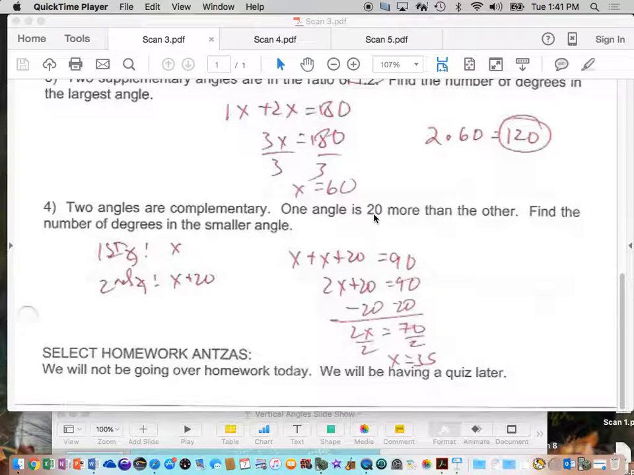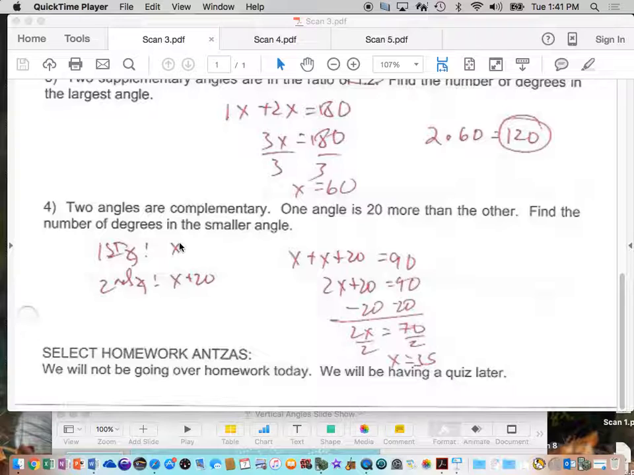And if one angle is 20 more than the other, the first angle is x, the other one's x plus 20. Now, what a lot of kids do wrong here, and I'm sure some of you did this on your paper, not because you're not smart, but because you've got to learn, is just write x plus 20 as 90. But complementary does not mean one angle that equals 90. It means what? Two angles added up.